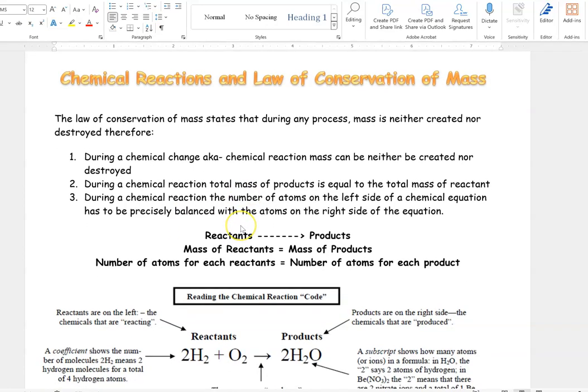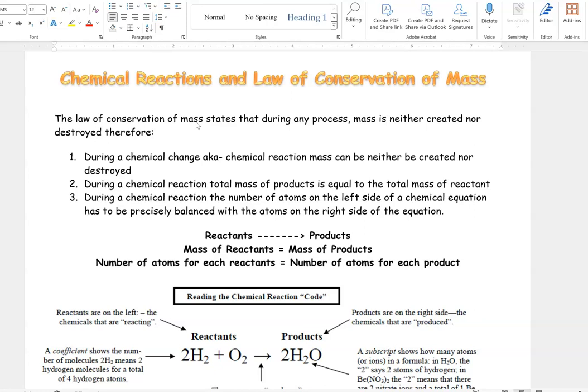So in this video, we're going to go over chemical reactions and the law of conservation of mass, which you kind of already talked about a little bit. So this may be a little bit of a review just to catch up and see where you're at. So the very first part here is talking about chemical reactions or chemical changes. So what's happening when there's a chemical reaction?